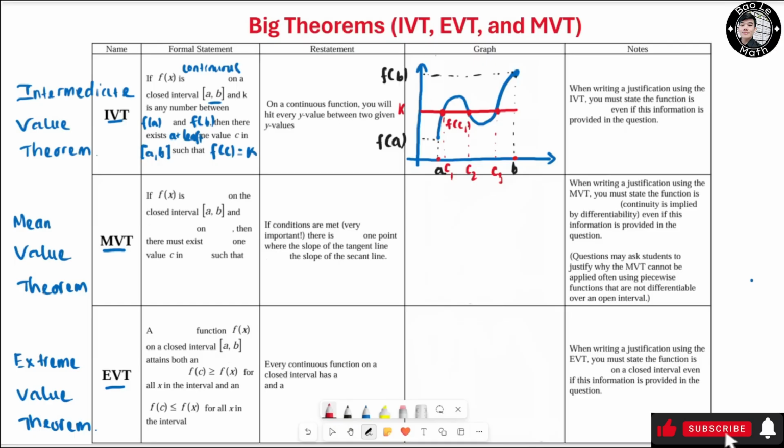Suppose k is right here, so you only have two values, this one and this one. Suppose k is right here, you only have one value. So to restate this formal statement, on a continuous function, you will hit every y value between two given y values at least once.